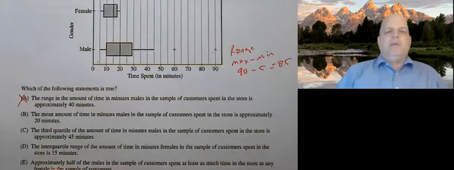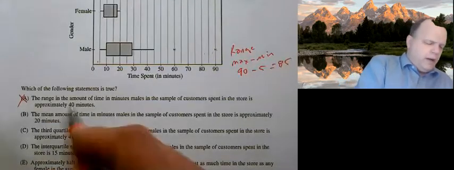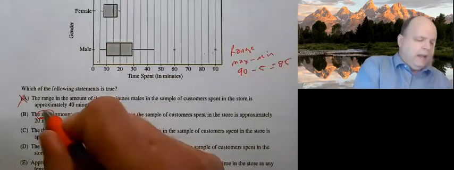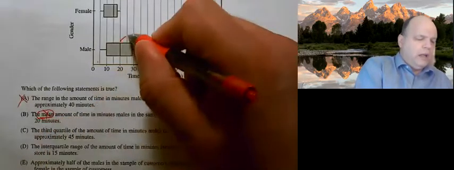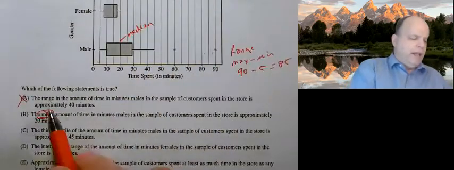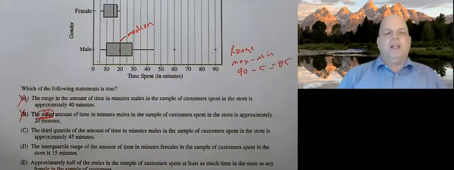The mean amount of time in minutes males in the sample of customers spent in the store is approximately 20 minutes. They get you. Be very careful. First off, box plots, we can't find the mean. And it turns out the 20 is the median. But from a box plot, we can't find the mean, so we couldn't do this anyway. And that 20 happens to be the median.